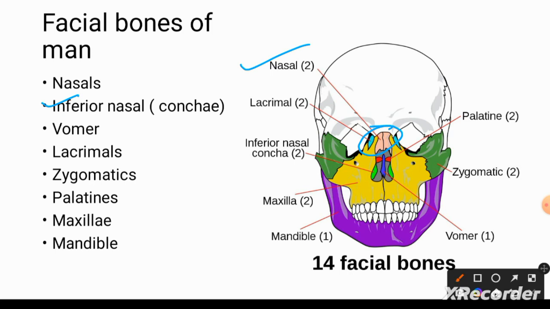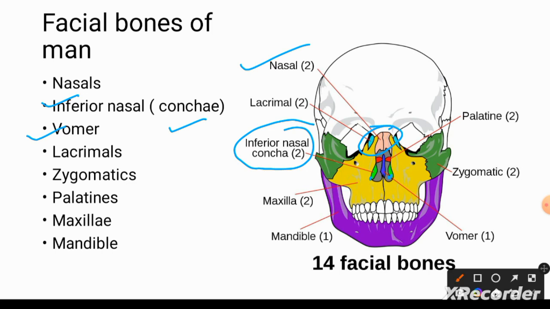Second is the inferior nasal, which is known as conchae or turbinates. Two highly coiled, scroll like processes of the ethmoid bone are known as conchae, that project into each nasal cavity from the lateral wall of the proximal bony part of the nasal chamber. One is the superior and another one is the middle conchae, because it is formed by a separate bone which is named as the inferior nasal conchae.